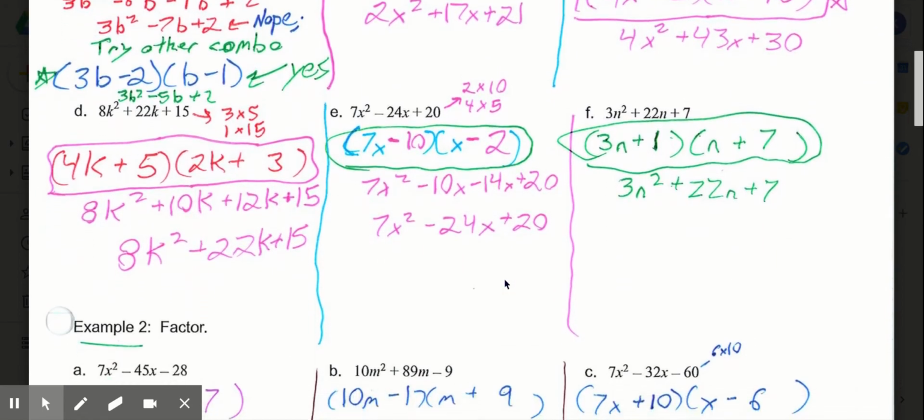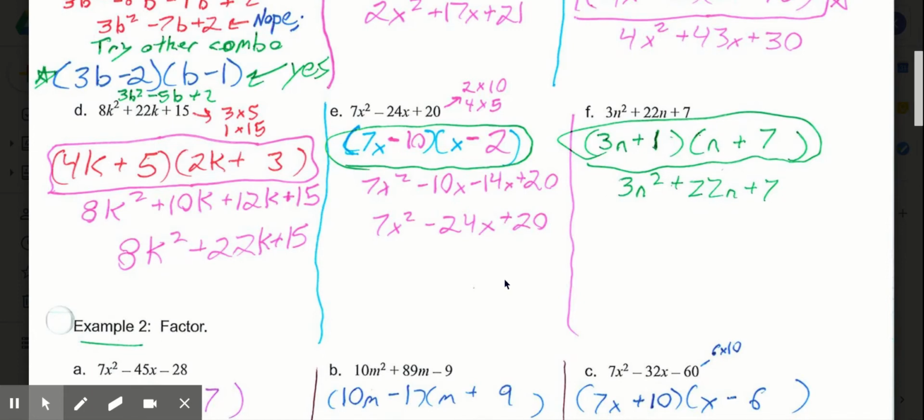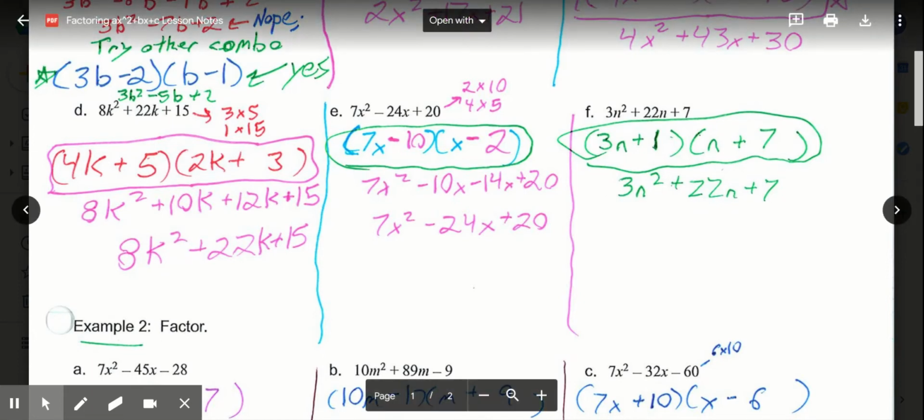So then we'll look at D, E, and F here. In D, E, and F, if I'm breaking an 8, I know it can be a 4 and a 2, or an 8 and a 1. So I just tried 4k plus and 2k plus. Then 15 can be 3 and 5, or 1 and 15. So I use the 5 and the 3. Plug them in one setup. Foiled it. And it ended up working. So my answer is 4k plus 5 times 2k plus 3.